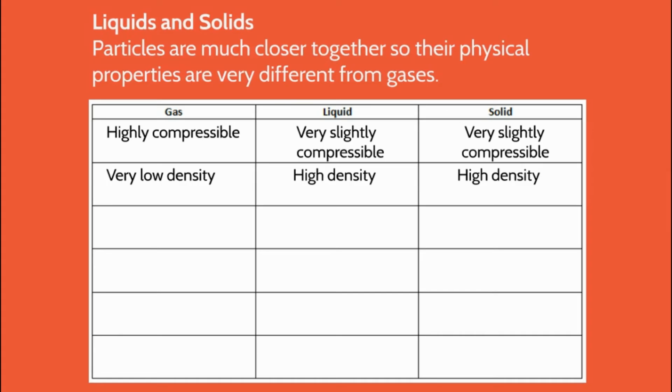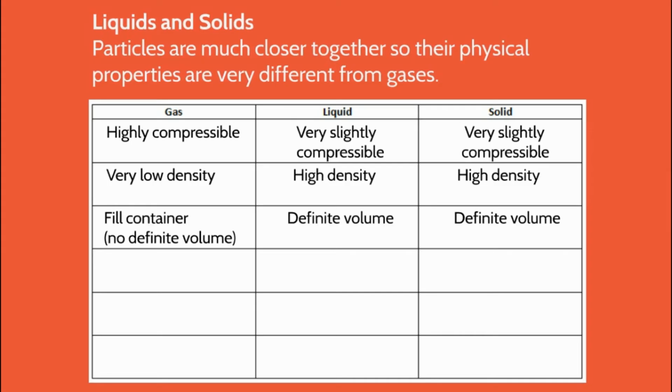Next one, density. You'll notice there's a similarity between liquids and solids. This is one reason why it's easier to study these two than a gas. Gases have very low density. That's why they're lighter in the air, and why a lot of them float. It's hard to actually see them because they're not very compact together. We can see liquids and solids because they're very compact. The density does relate back to compressibility.